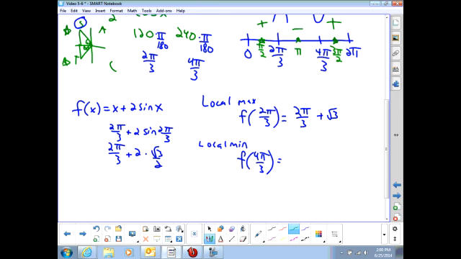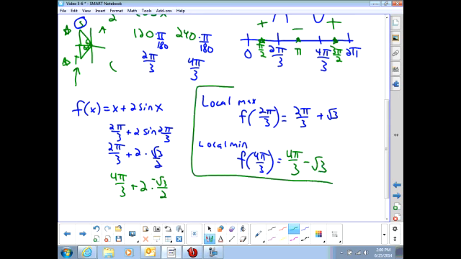For the other one, it will be similar. We'll have 4 pi over 3 plus 2 times. It'll be the same reference angle, but now in the third quadrant, sine is negative, so it'll be a negative square root of 3 over 2 that we're multiplying by. So in the end, this will give us 4 pi over 3 minus square root of 3 for our minimum. So remember, the y values are your max and your min. The x values are where those maxes and mins are occurring.